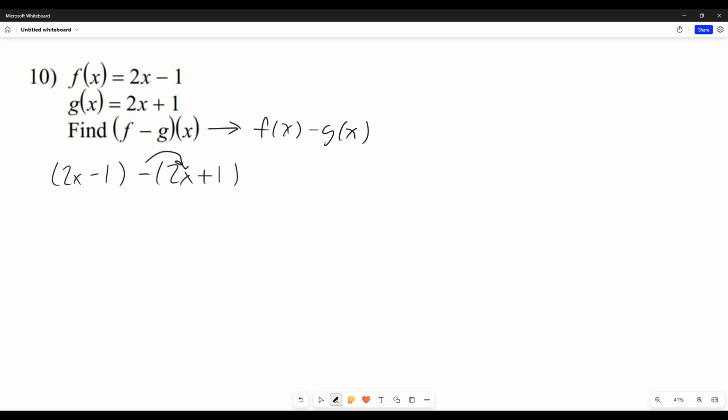Let's distribute this negative into everything inside the parentheses. Let's rewrite 2x minus 1. That's going to be negative 2x minus 1. Now we have like terms. 2x minus 2x is just 0. So negative 1 minus 1 is just negative 2, which is our answer.